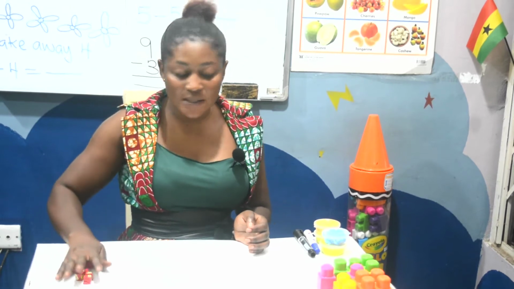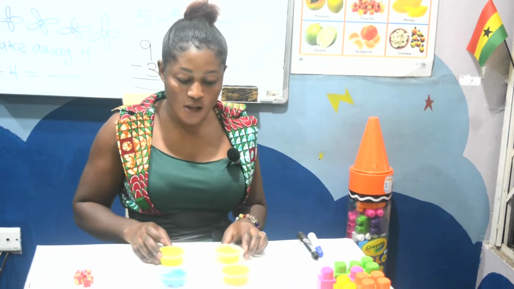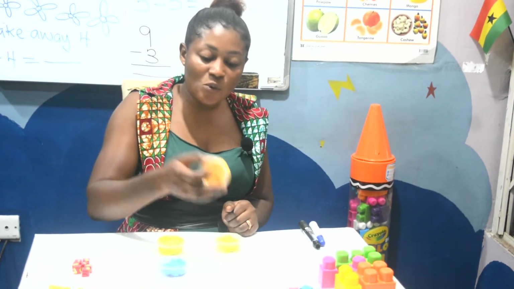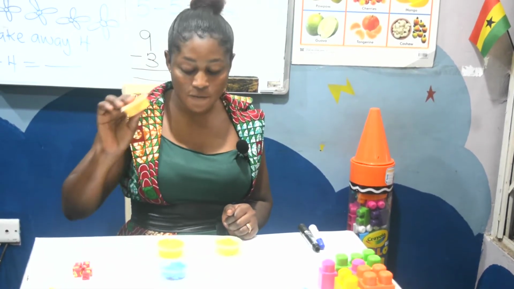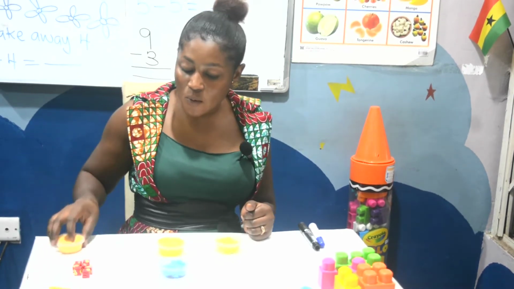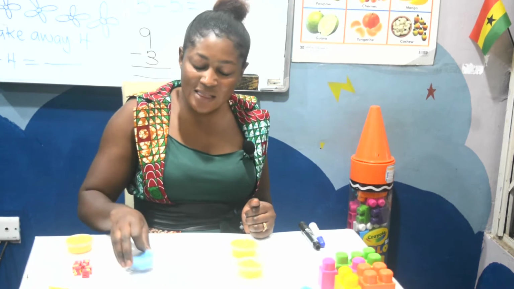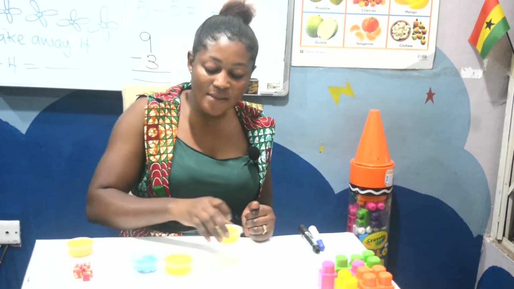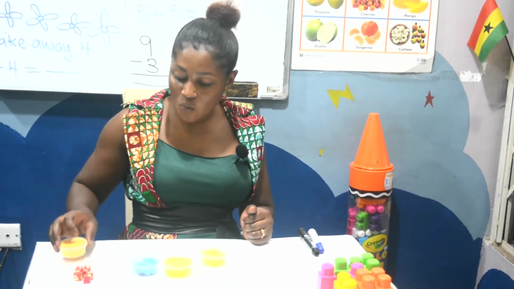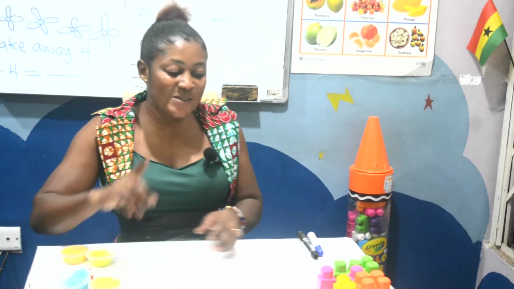Very good, guys. Now I have with me 4 plain dough. I used 1 to mold a cup. So it means I've taken away 1 from the 4. Now let's count how many will be left. So 4 take away 1, the answer will be 1, 2, and 3. Let's count it again. 1, 2, and 3. So 4 take away 1, the answer will be what? 3. Very good, guys.